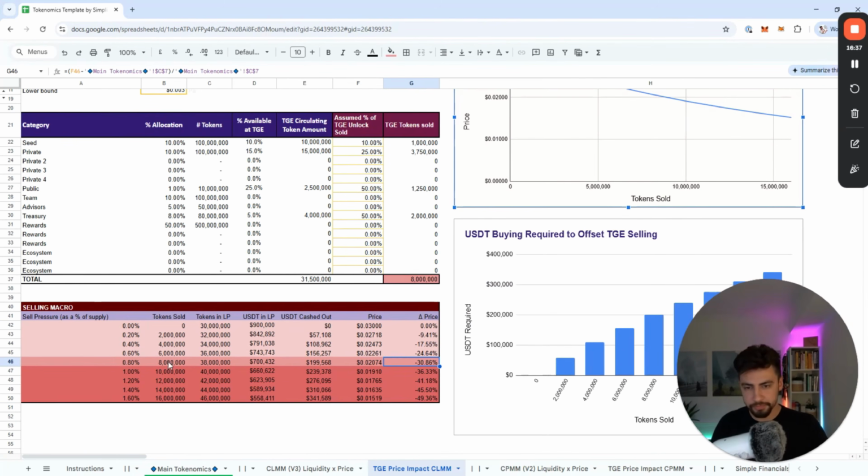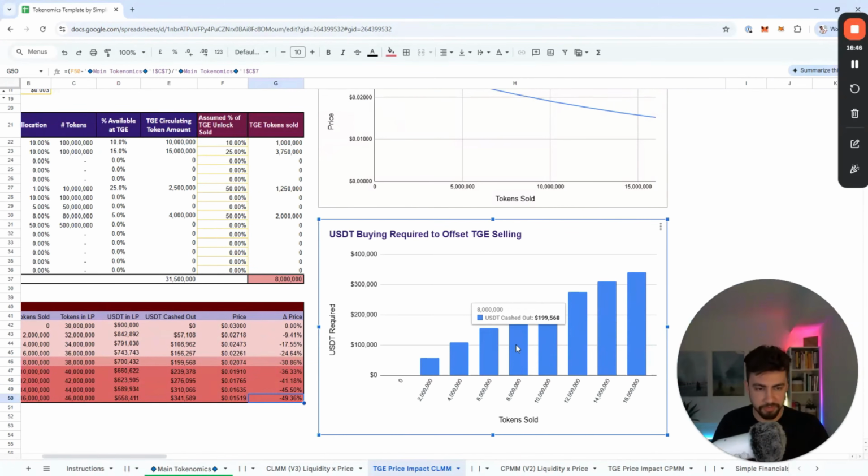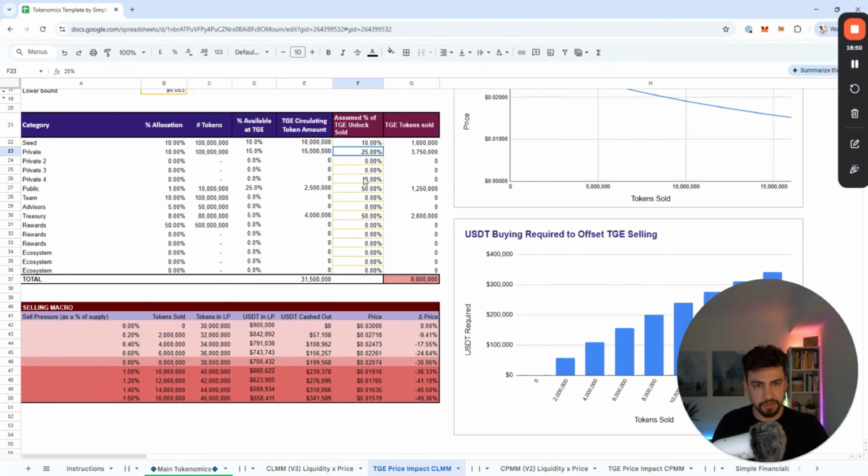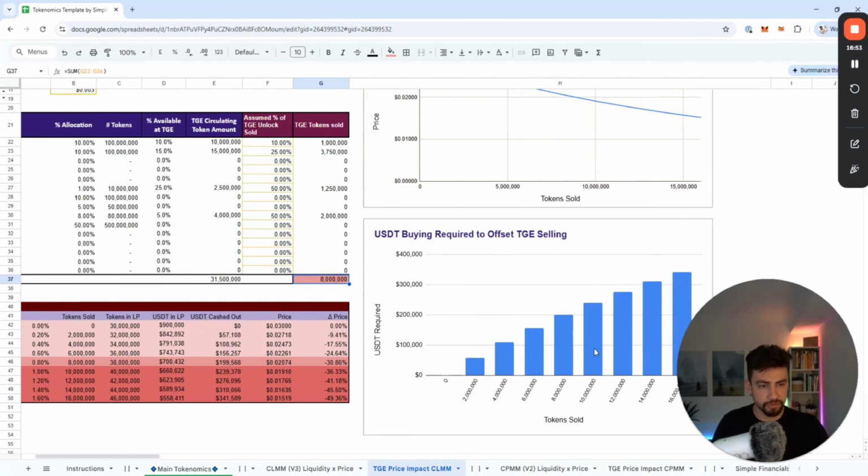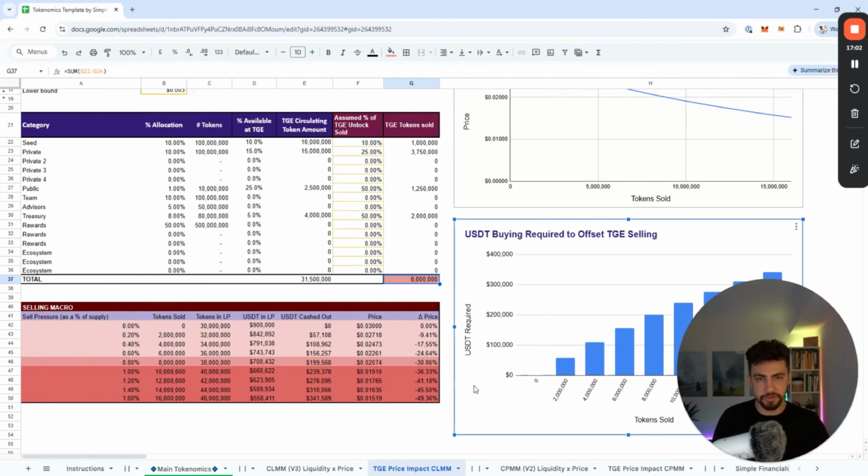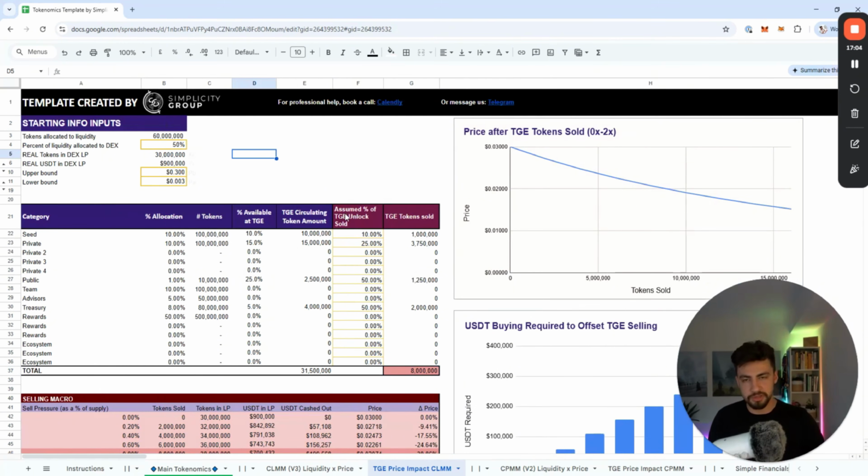That determines the price. And over here in the darker red, we see the inverse. What happens if you're wrong and too optimistic and actually more people sell the tokens? This will be the impact on the price. And here, the same thing, we showcase how many dollars you need to offset the selling. So if this is how many tokens are actually sold, you only need a cool 200 grand of buy pressure to make sure that your price doesn't go below the listing price, which is quite good, right? So this allows you to make sure that your liquidity is fine, it's efficient, the upper and lower bounds make sense, and so on and so forth.